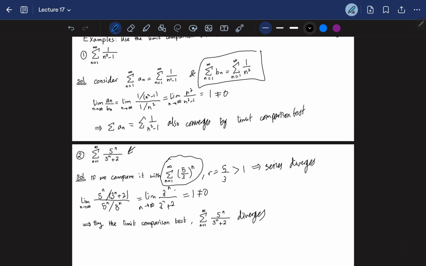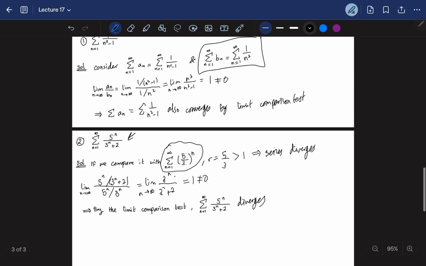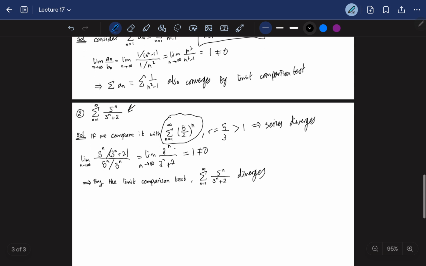So here it's all about choosing the bn. Now you need to choose bn to be something that you already know facts about. I already know that this series converges. I already know that this series diverges, and this choice would help me cancel things out. So here I chose 5 over 3 to the n, so I can cancel it somehow here, and so on. So this is it for the comparison test.